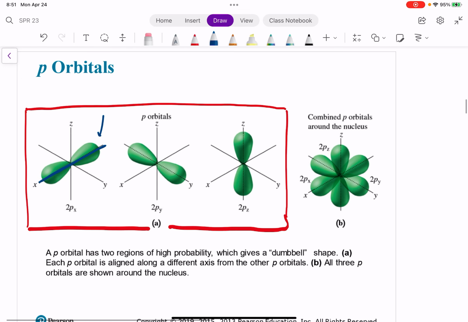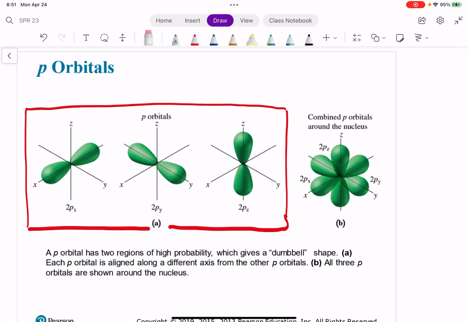We call that a 2px because it's along the x-axis. Then the p orbital that is on the y-axis is our 2py, still 2 because we're still on that second energy level. And then the 2pz is along what axis? Yes, the z. It's still a 2, still a p orbital, and it's got that dumbbell shape.